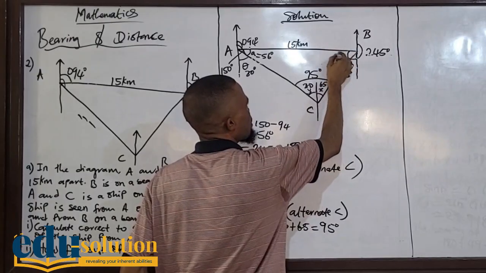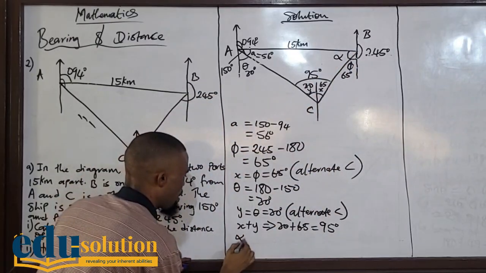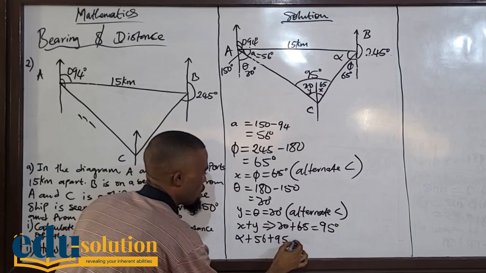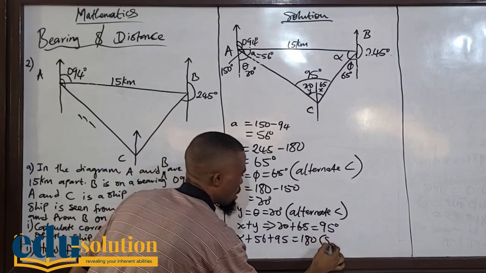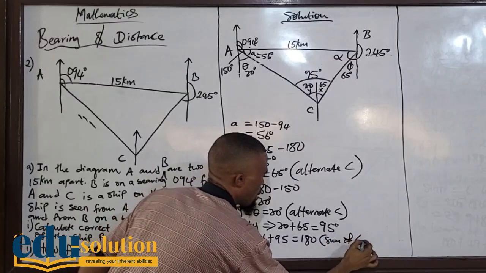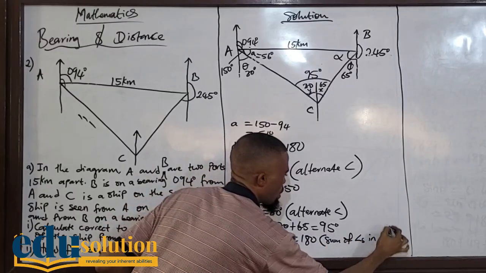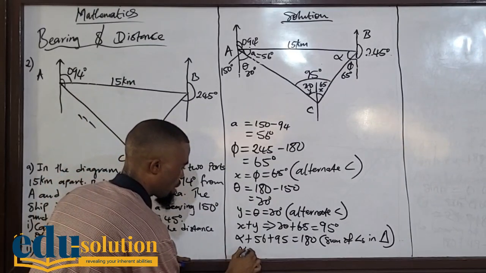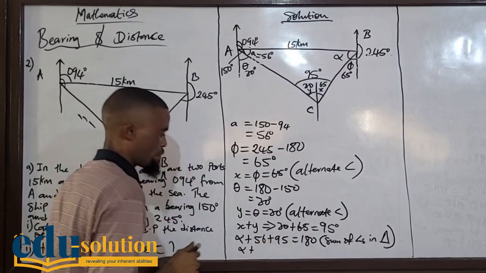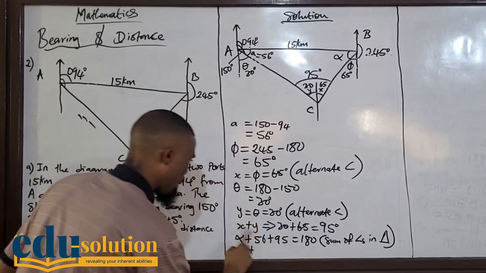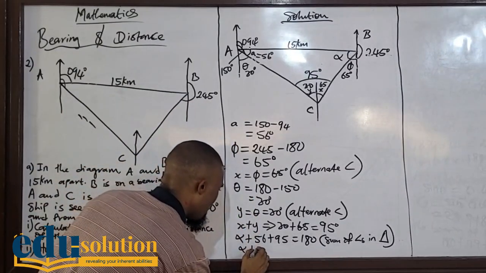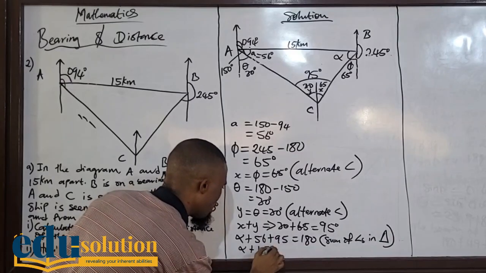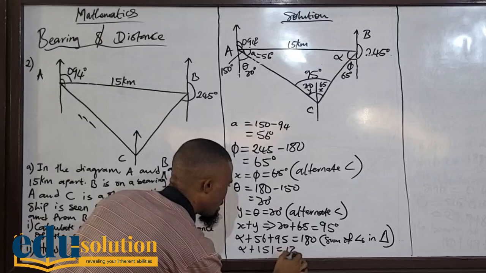180 degrees. Let me call this place alpha. So I can have that alpha plus 56 plus 95 is equal to 180. That's the sum of angles in a triangle. Let me use that symbol. So at the end, we have alpha plus 56 plus 95 is going to give us, I think, 151. Are we correct? 151 equal to 180. I hope we are correct.